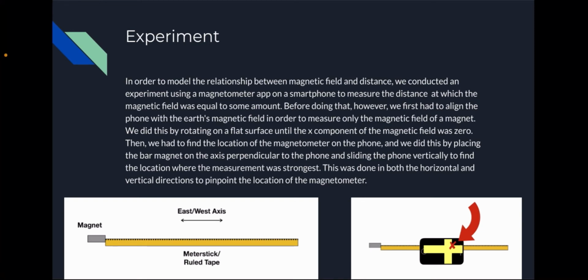In order to model the relationship between magnetic field and distance, we conducted an experiment using a magnetometer app on a smartphone to measure the distance at which the magnetic field was equal to some amount. Before doing that, however, we first had to align the phone with the Earth's magnetic field in order to measure only the magnetic field of a magnet.